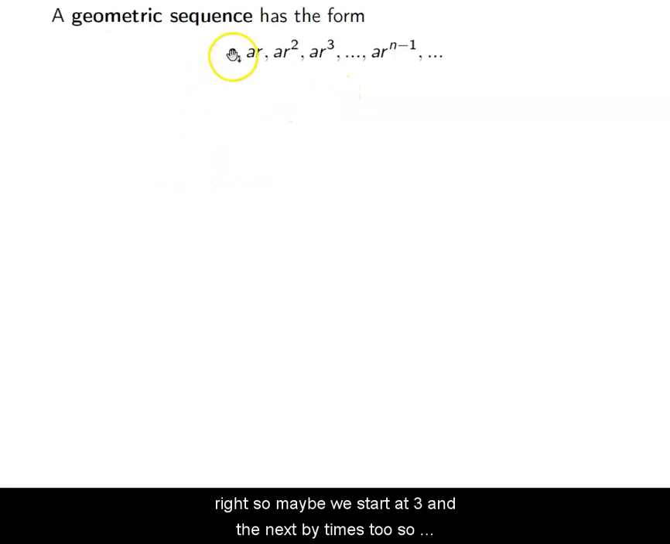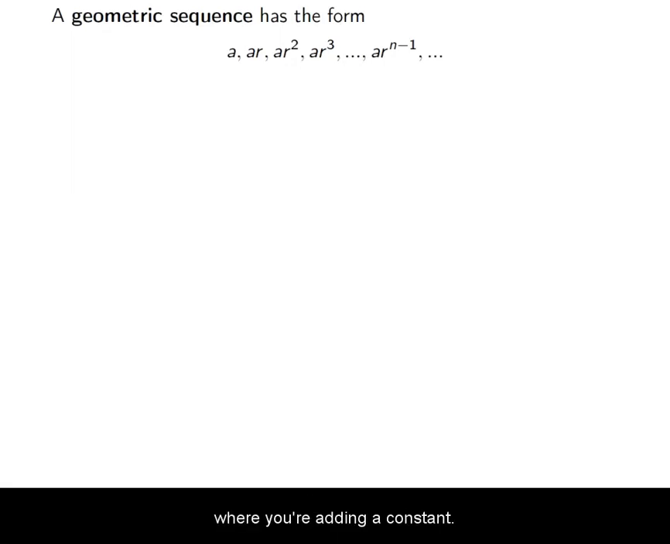So maybe we start with 3. And the next one we multiply times 2, so we get 6. And the next one we multiply that times 2, so now we have 12. And then times 2 again, so now we have 24. And then times 2 again. You know what I mean? So geometric sequences are a little bit different in that you grow a lot faster than in an arithmetic sequence where you're adding a constant each time. Here you're multiplying by a value each time.